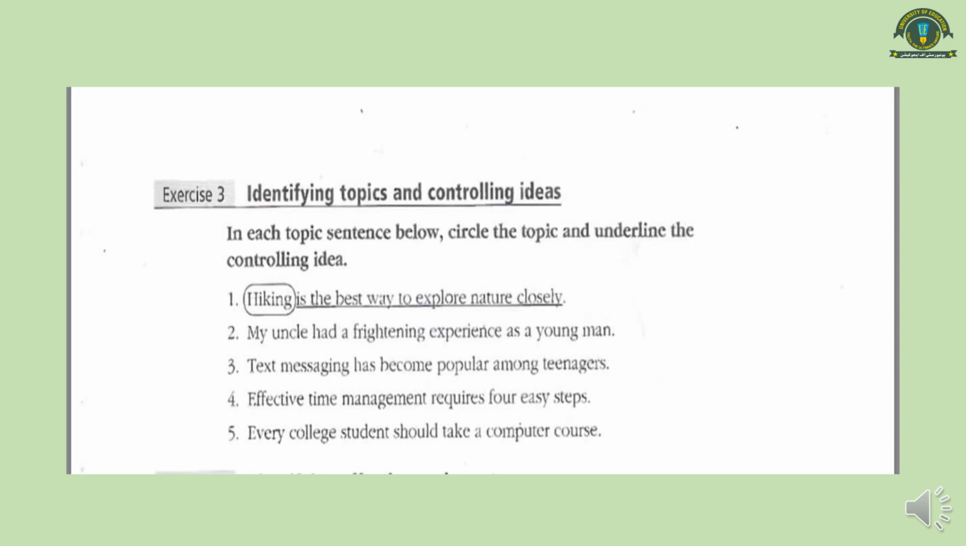Every college student should take a computer course. So college student is the topic, and we need to be talking about the computer course. That is the controlling idea, that is, what every student should do, or what are the things that every student should do. So in this way we always have a topic and then the controlling ideas that we are writing in different paragraphs. Those controlling ideas determine the content that we are writing in each paragraph.